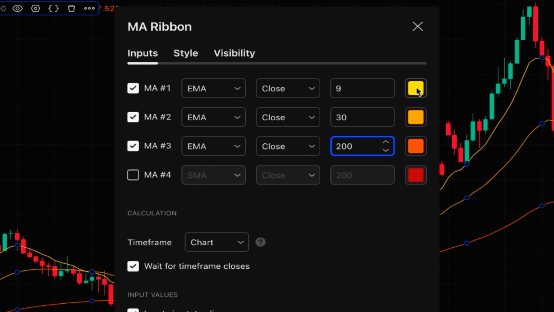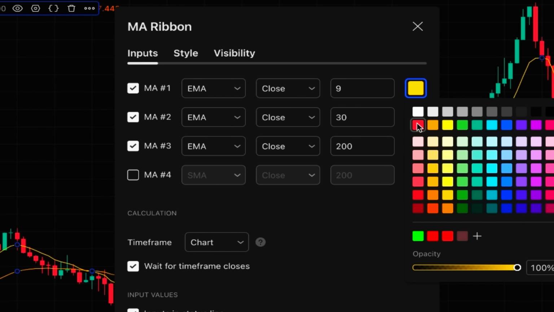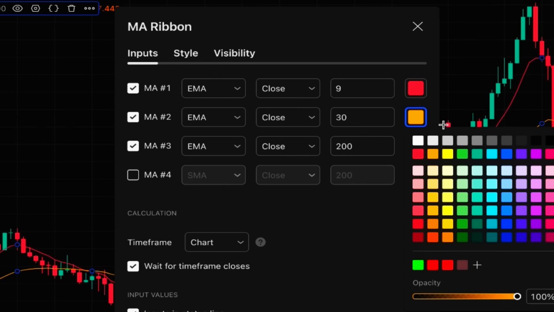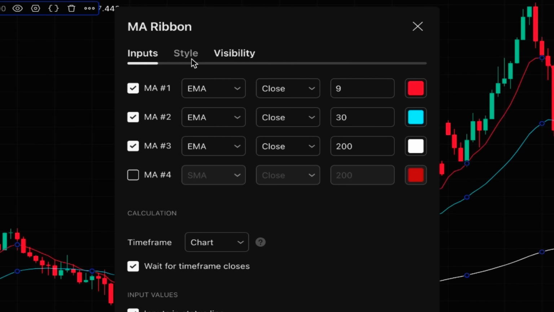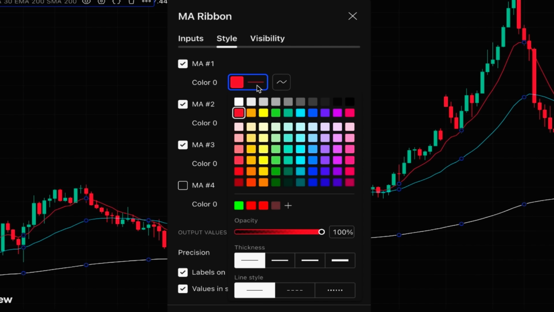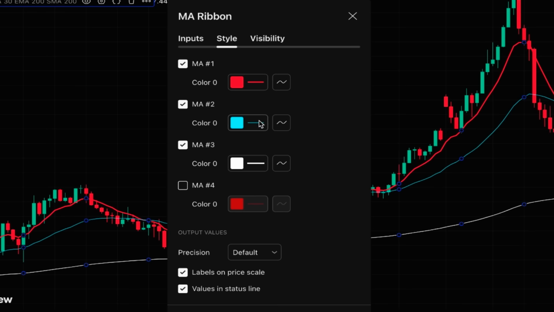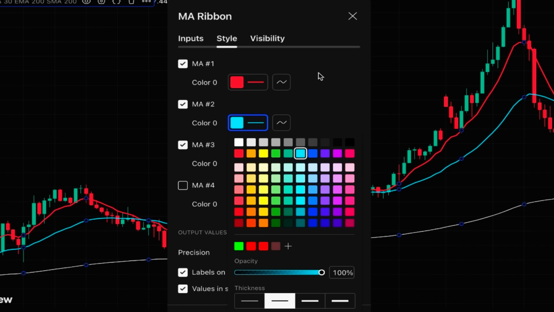Then for the first moving average, we set the color to red. For the second moving average, we set the color to blue. And for the third moving average, we set the color to white. Then we go to the style tab, and for the 3 moving averages, we increase the thickness of the moving average line so they will be better visible on our price chart.